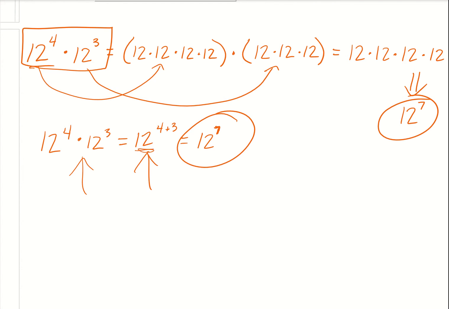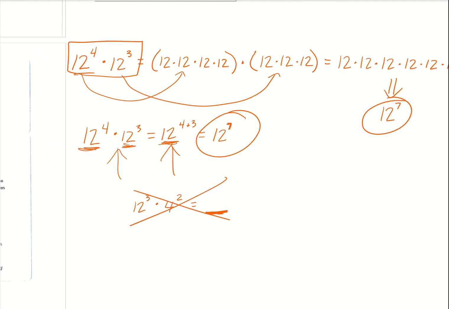It only works if both numbers have the base of 12 or the base of 3; they just have to have the same base. If we try to do it with 12 to the 3rd power times 4 to the 2nd power, we don't know what to put here, so we can't do that one. Make sure they have the same base, and then we can use this little trick.